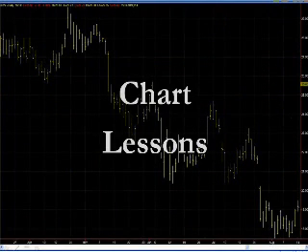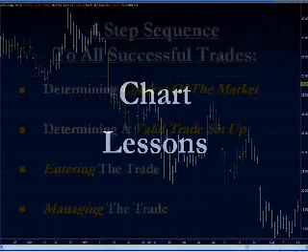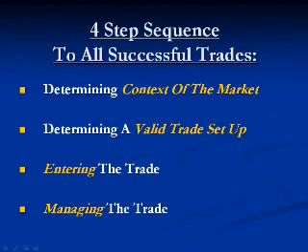First, understand that every trade will follow a four-step sequence. 1. Determining context of the market. 2. Determining a valid trade setup. 3. Entering the trade. And number 4, managing the trade. Let's talk briefly on number 1, determining context of the market.